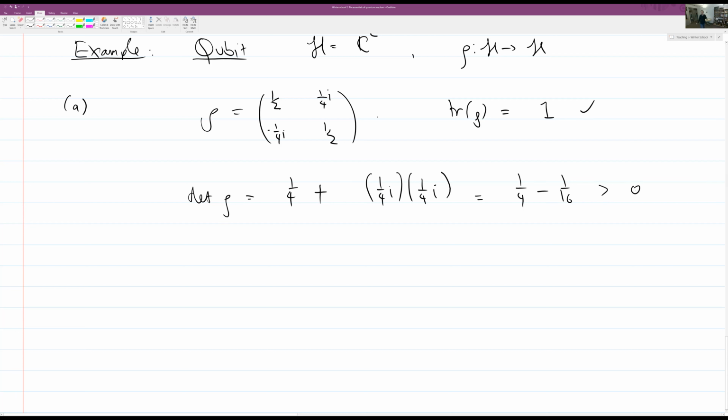And the determinant of a matrix is the product of its eigenvalues. So we know that in this very special case here, the two eigenvalues of rho, their product is positive, which means that they have to either both be negative or both be positive. In this case, they are both positive because the trace is equal to one. And that's the sum of the eigenvalues.